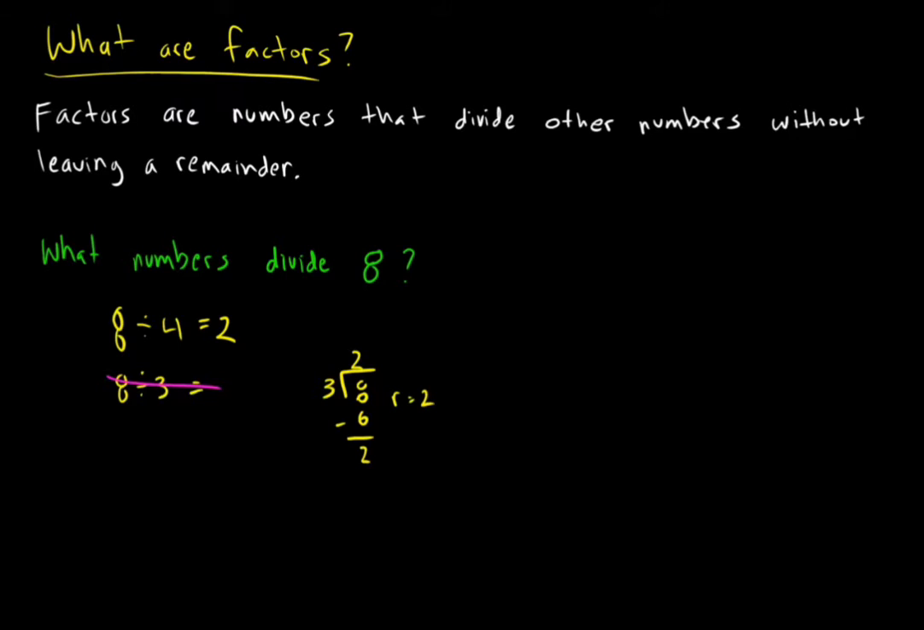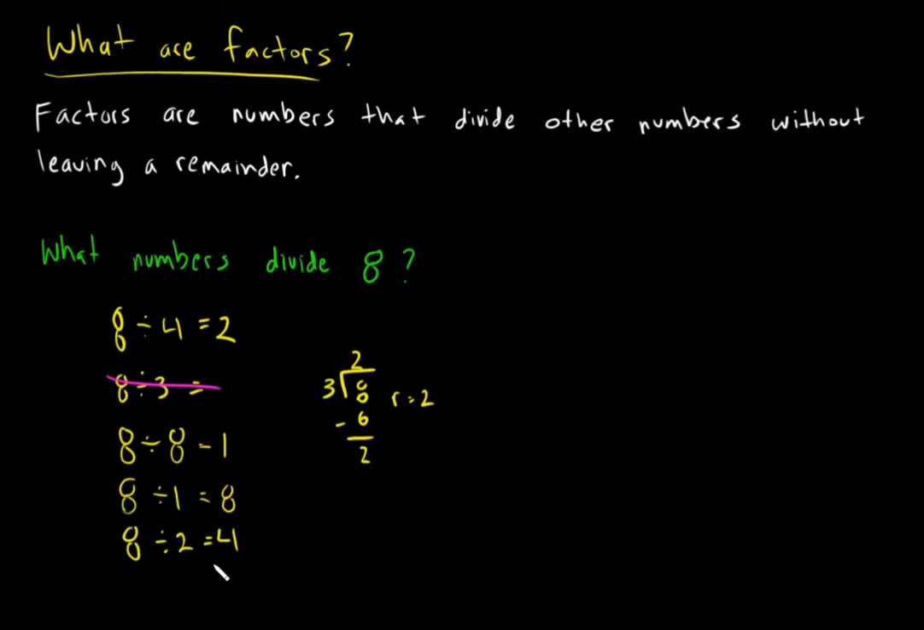What other numbers divide 8 without giving us a remainder? What about the number 8? 8 divided by 8 is 1. And then also the number 1. Remember, 1 can divide everything. 8 divided by 1 is simply 8. Now let's see, I think we're missing one more. Yeah, we're missing one more. 8 can also be divided by 2, and that's 4.